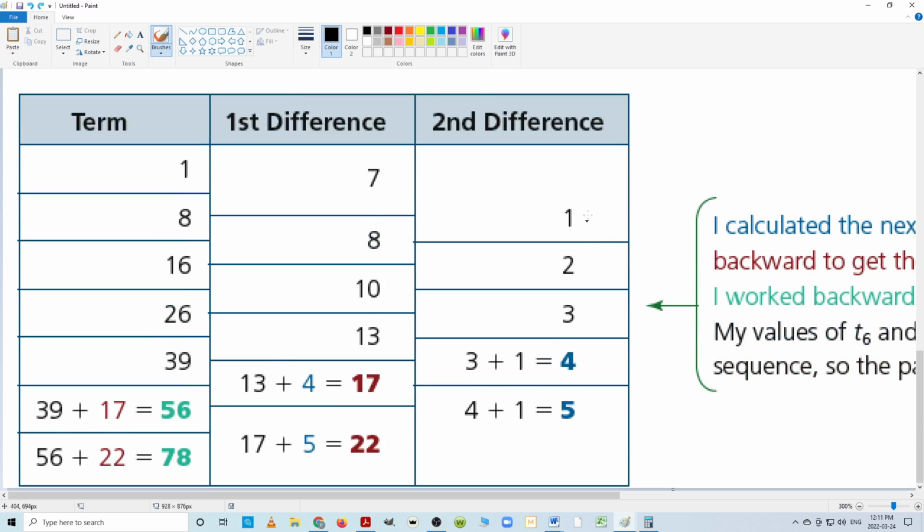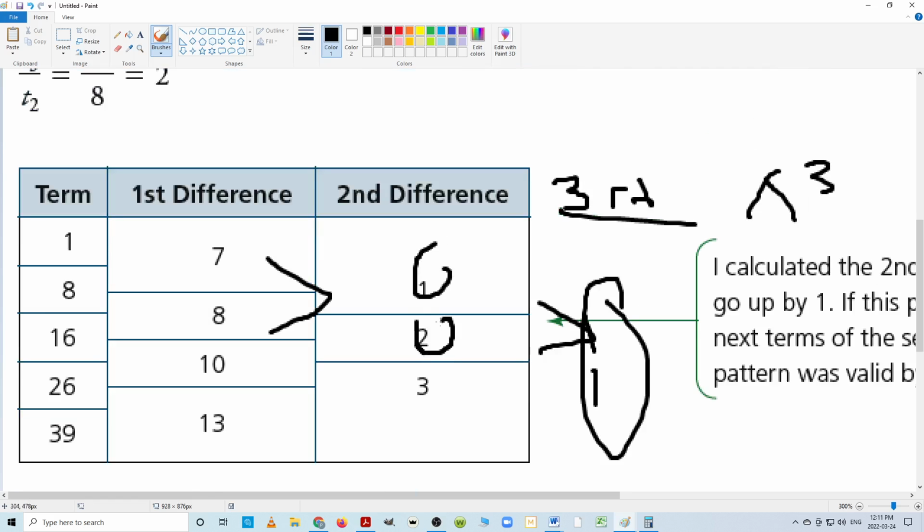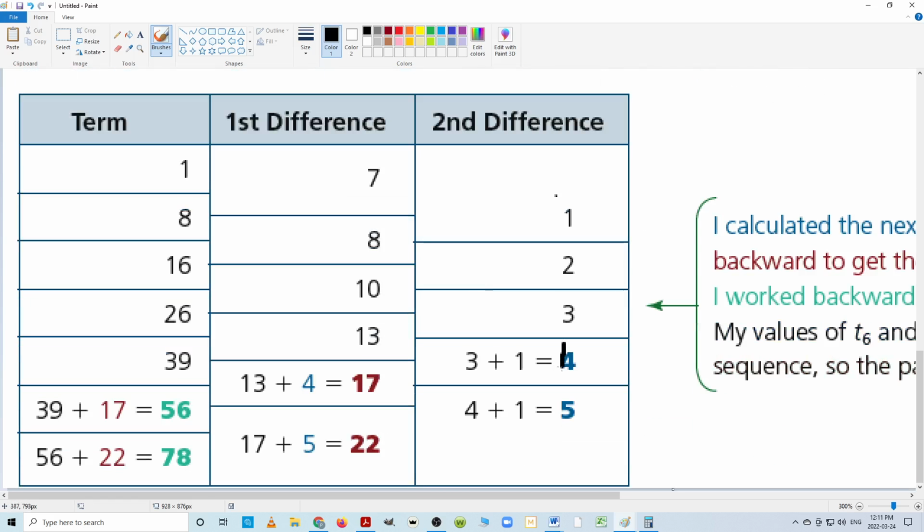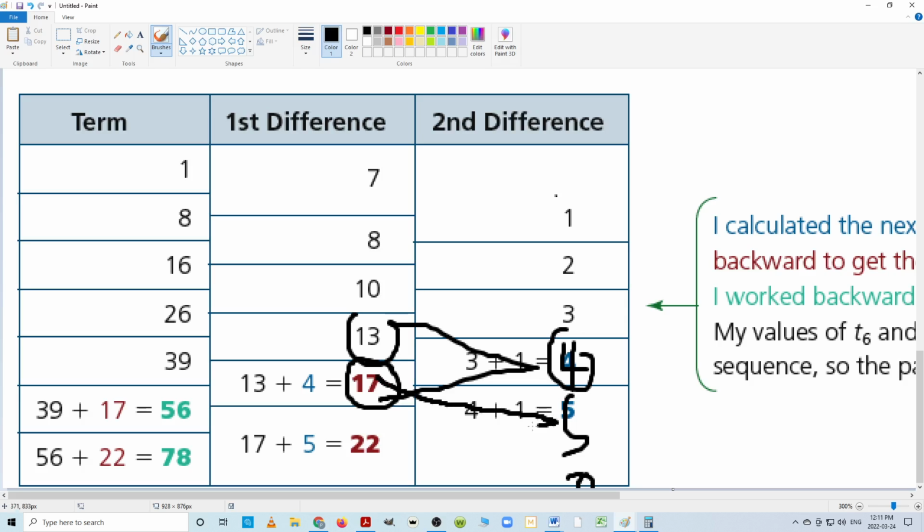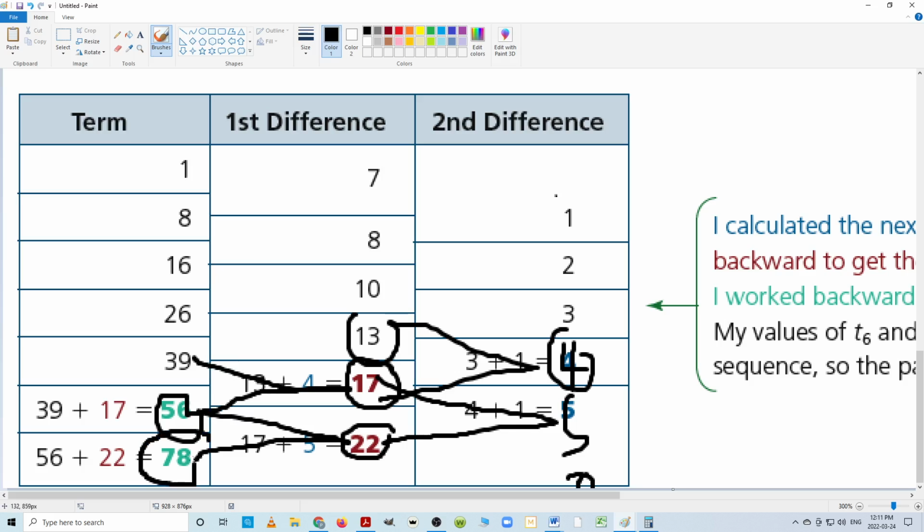But what they're doing here is they're saying, well, if you know it's going up by 1 here, and it goes, as you can see, 1, 2, 3, you can predict that it's going to go up 4, 5, 6 as the second differences. And that means that you can now know that this one here is going to go up by 4, and you can predict it's going to be 17. And you know that this 17 is going to go up by 5, and you can predict that it's 22. But then you can use that and say, well, okay, if this is going up by 17, it's going to be 56 over here. And if this is going up by 22, it's going up to 78.